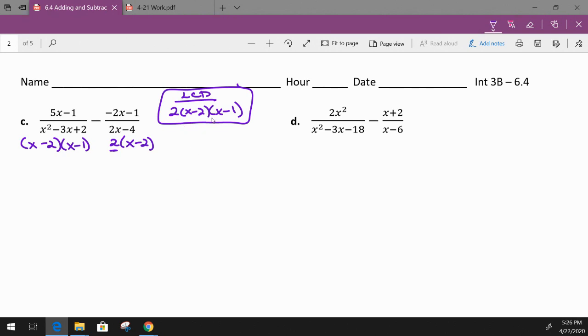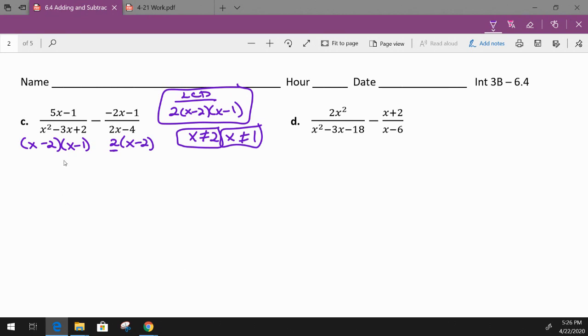At this time, I will also state my undefined values. So since I have a factor of x minus 2, x cannot equal 2. Since I have a factor of x minus 1, x cannot equal 1. All right, so I'm done with finding my least common denominator and my undefined values.